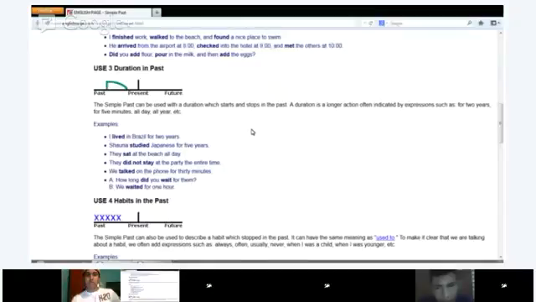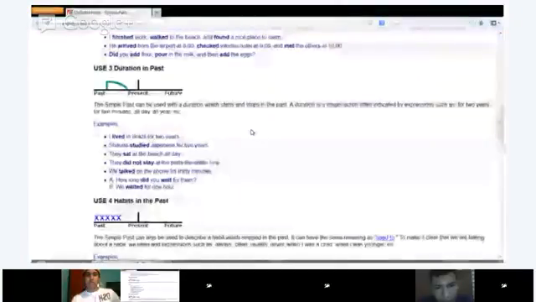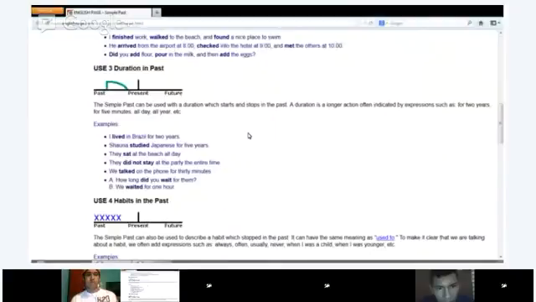Examples: I lived in Brazil for 2 years. Shauna studied Japanese for 5 years. They sat at the beach all day. They did not stay at the party the entire time. We talked on the phone for 30 minutes. How long did you wait for them? We waited for 1 hour.